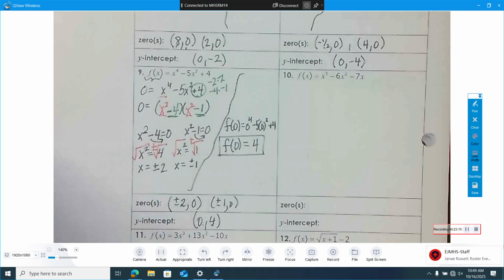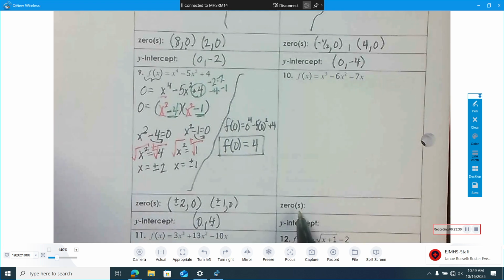5 minutes. All the time in the world here, ladies and gentlemen. Number 10. I love this, such good algebra right here. It's everything. All the algebra, all the problems. It's really, really great. All right, how do we find the zeros?